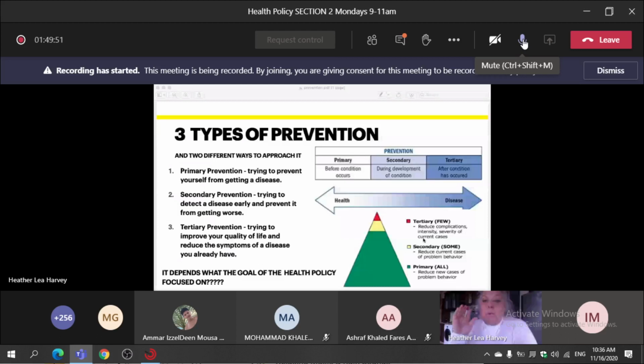I want to talk to you about different types of prevention. If you remember when we talked about what was the goal of public health, some of you have asked me about health promotion versus prevention, and we talked about treatments and things like this. From a public health perspective, we always talk about there are three kinds of prevention, okay? As you can see here, we have primary, secondary, and tertiary prevention.